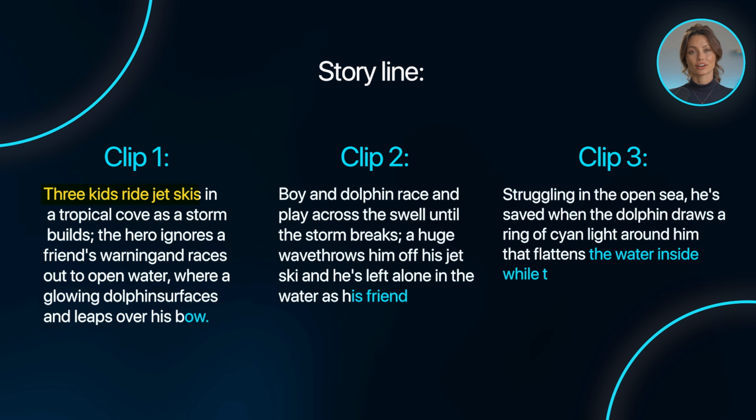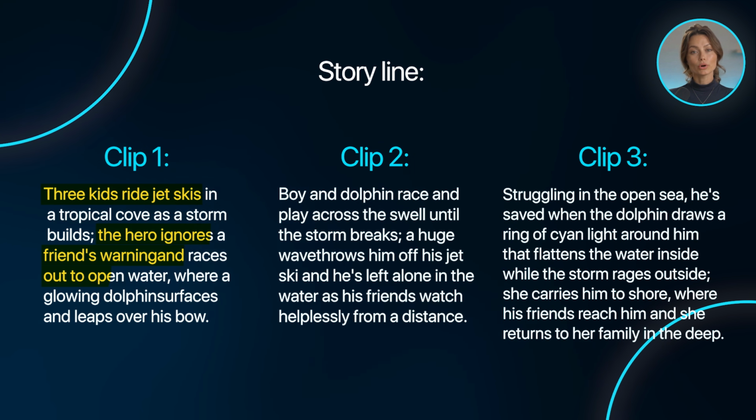After finalizing everything, this is what we got for the entire story. It follows a group of 3 kids having fun on their jet skis on a cloudy day, when one boy races too far from shore. Out in the open water, he runs into a mysterious glowing dolphin, and the two start playing together. But then a massive storm hits, and everything changes in an instant. And that's our story done.